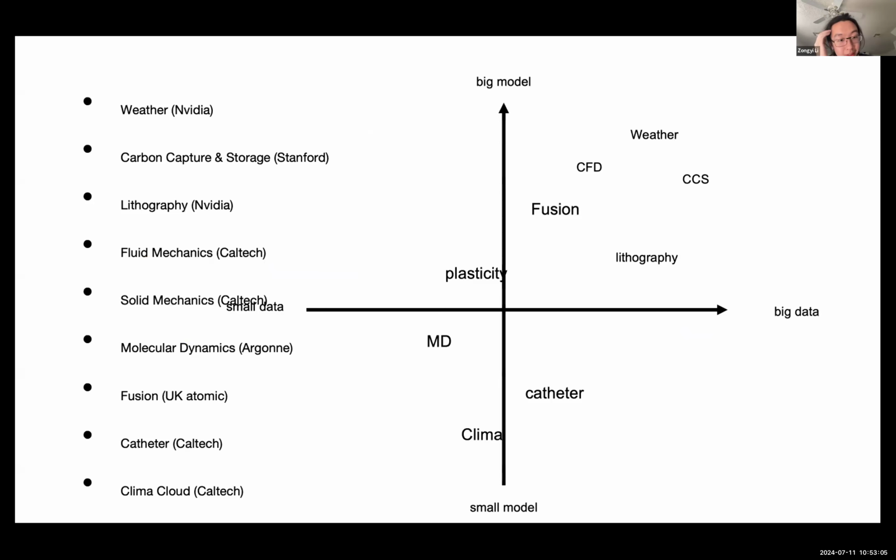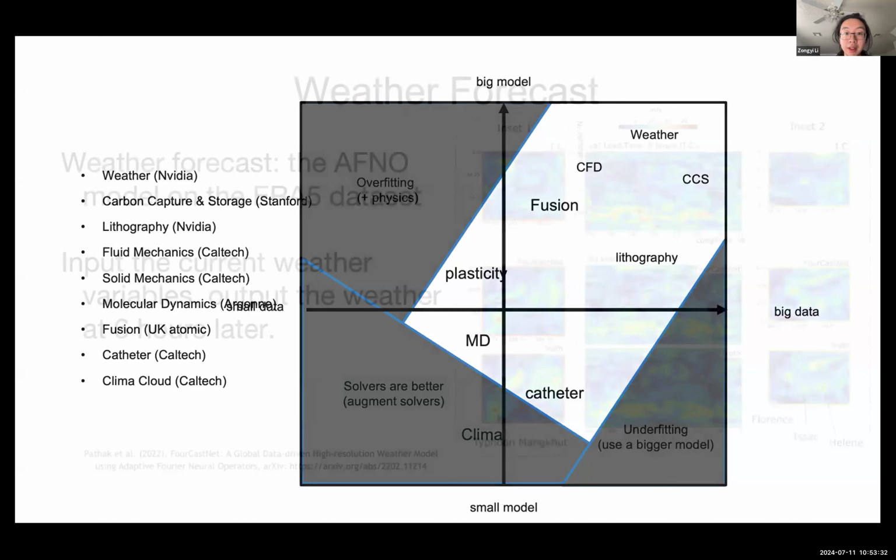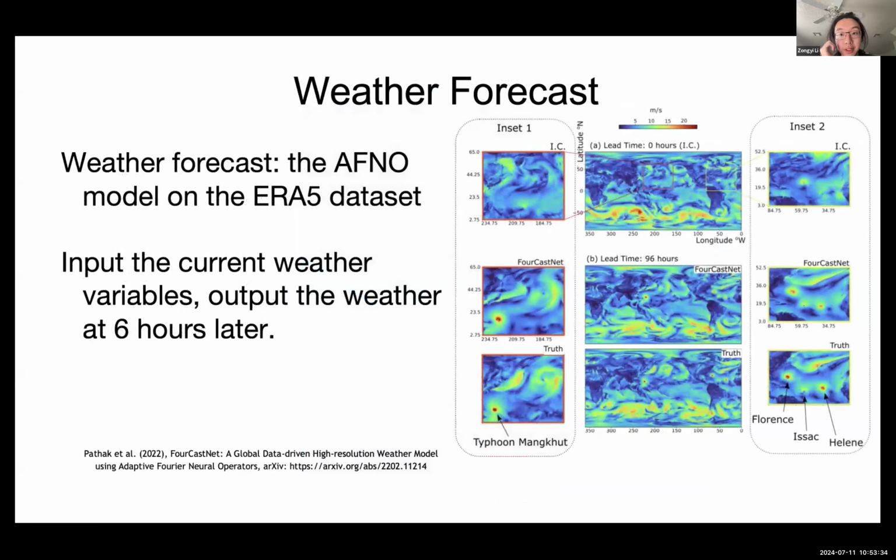So on the Caltech side, we have been applying this to several different applications, from weather forecast to carbon storage and fluid and solid mechanics. Overall, we find that just like other machine learning models, if you have big data and big models, usually we get the advantage of using data-driven machine learning models. One example is the weather forecast.